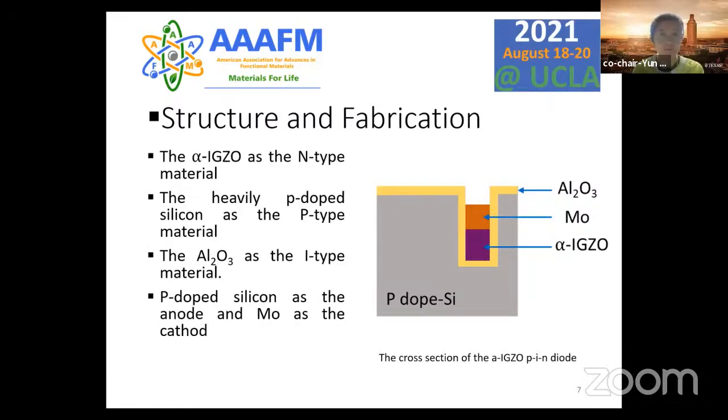Now above the amorphous IGZO, we put molybdenum as the metal contact. This is all the structure of the amorphous IGZO PN diode. When testing, we use the p-doped silicon as the anode and the molybdenum as the cathode.